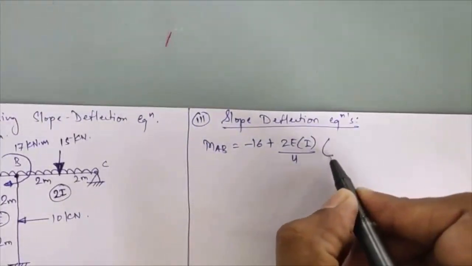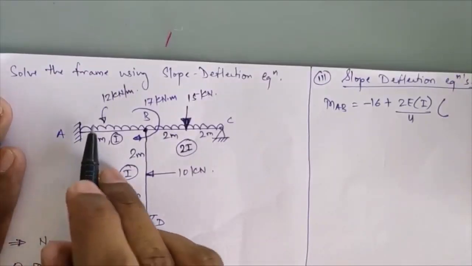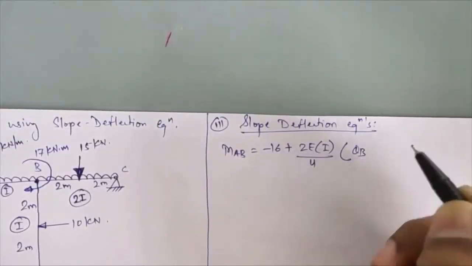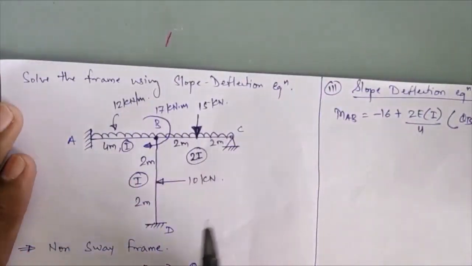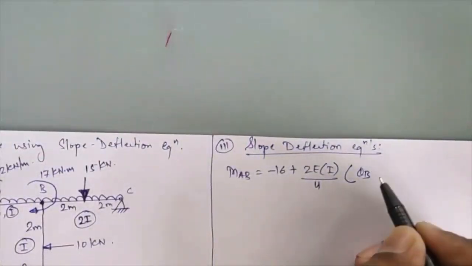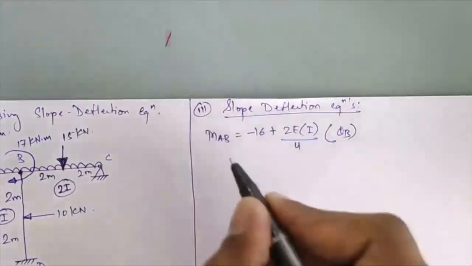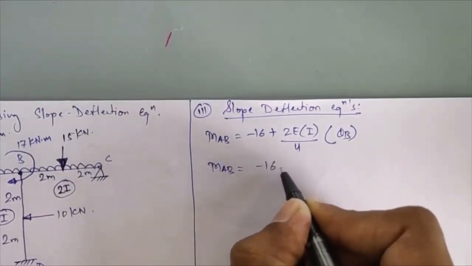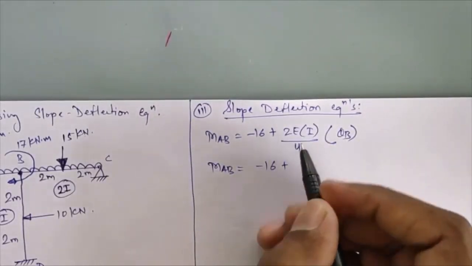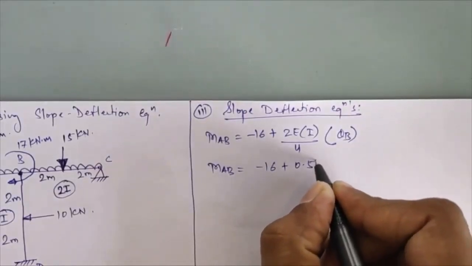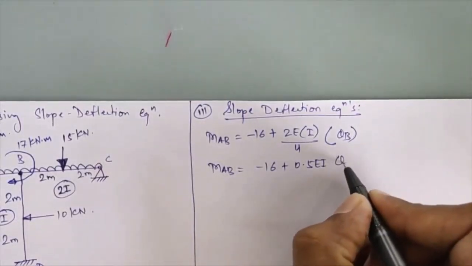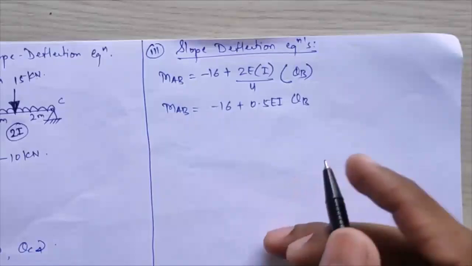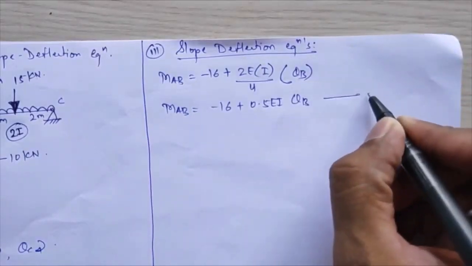Okay, in the bracket the near end rotation will be 2 theta A, but joint A is fixed, so that will become 0. Only theta B will remain. Here the sway concept, the delta, is not given, so that value will remain 0 in this equation. So if we simplify this MAB equation, what I'll get is minus 16 plus 2 by 4, that is 0.5 EI theta B. Okay, so that is equation number 1.